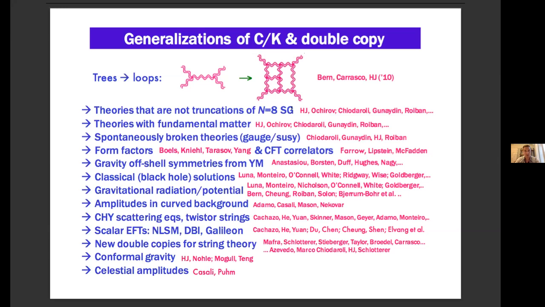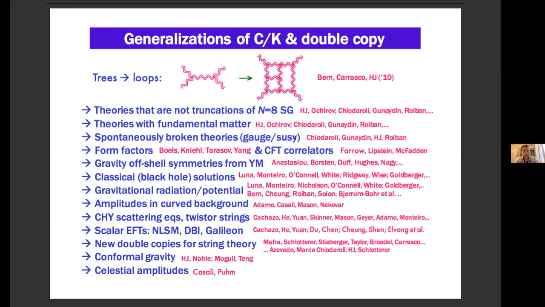So we have theories which do not have an obvious string theory interpretation. We also have gauge theories with fundamental matter, as I just showed you on a previous slide, for example QCD, massless QCD, massive QCD. So they obey color-kinematics duality. And as I said, we have spontaneously broken theories. This is both the gauge symmetry being broken, as in the Coulomb branch case, or supersymmetry being broken spontaneously in a gravity theory, a supergravity theory.